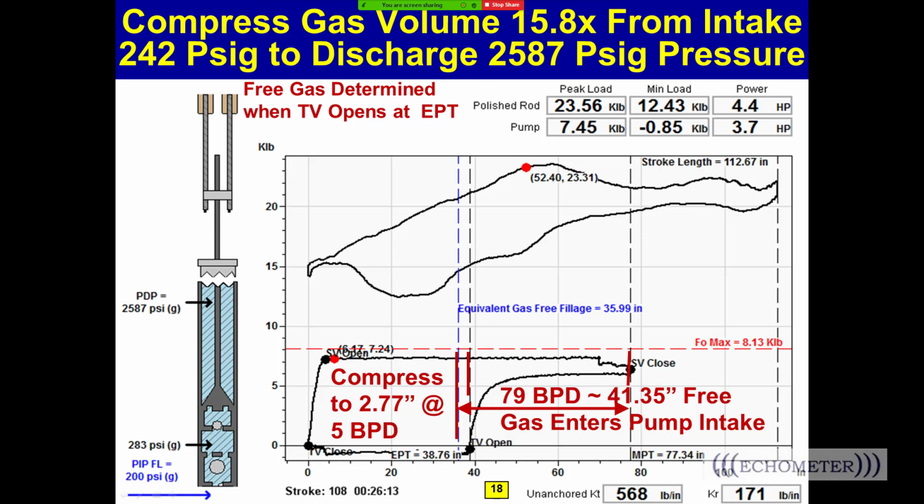Okay, we have a question that's kind of related to this topic, but we didn't fully cover. And the question is, what is the precision of calculating the pump intake pressure with the dynamometer, and what are the most important variables to consider? Okay, that's a good question.